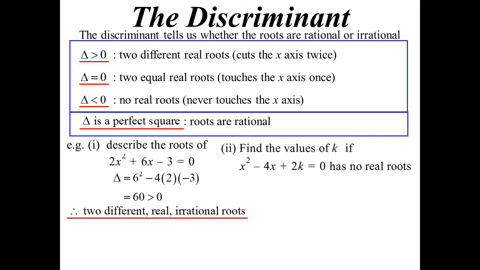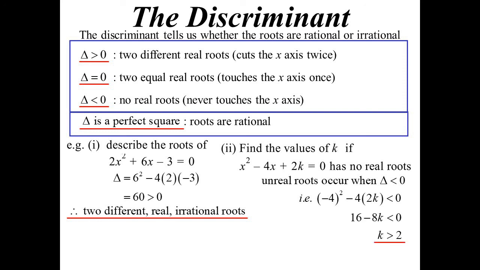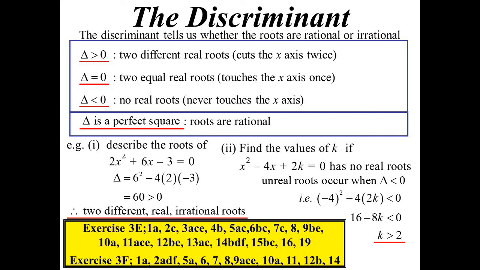Find the values of k if this one has no real roots. So this is the situation where the roots are imaginary, so the discriminant will be less than 0. So we know the unreal, or imaginary, roots are going to occur when the discriminant is less than 0. The discriminant for this one would be minus 4 squared minus 4 times 2k. 16 minus 8k is less than 0, so k is greater than 2. So if k is greater than 2 in that expression, we know that quadratic will have no real roots. Ooh, there's a few questions there.